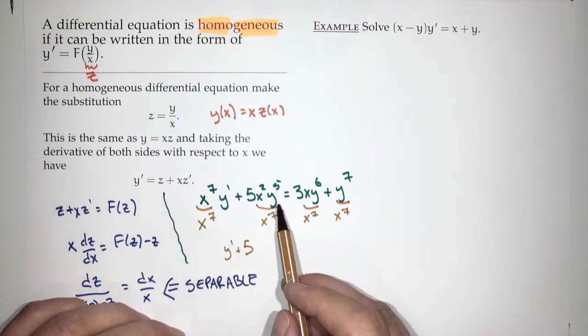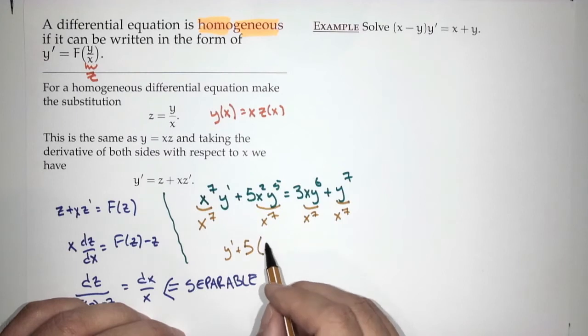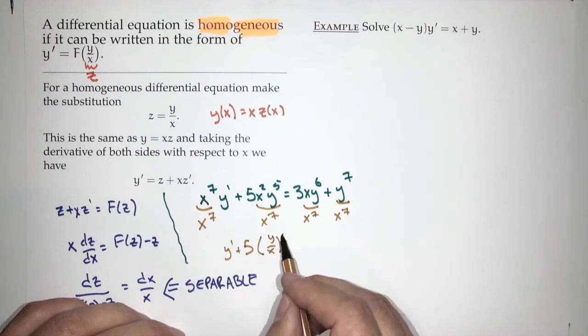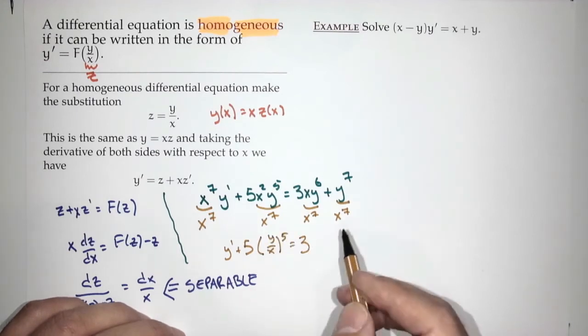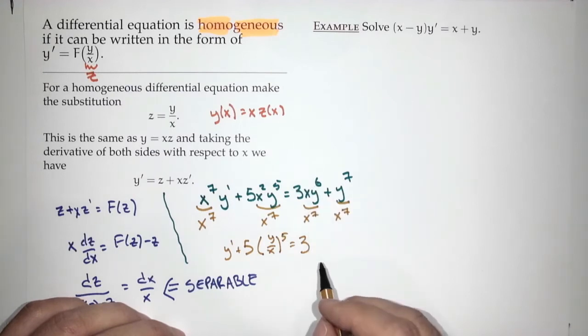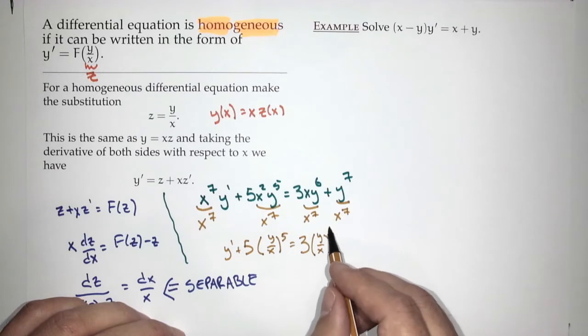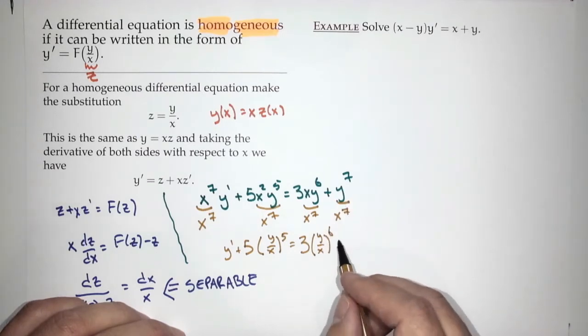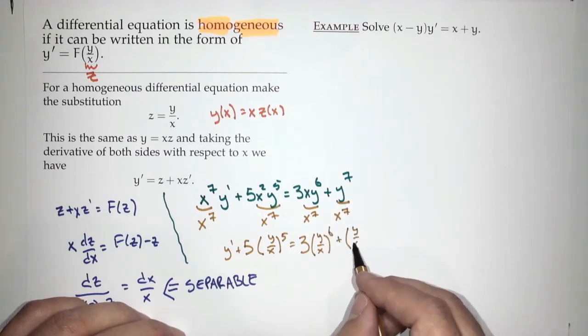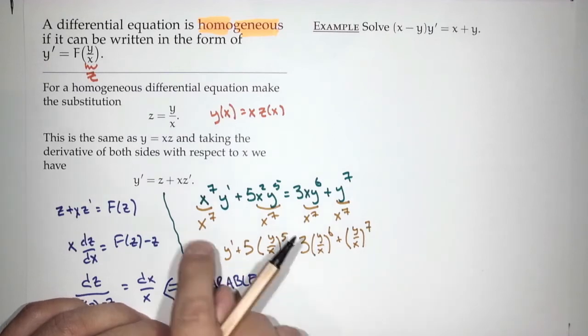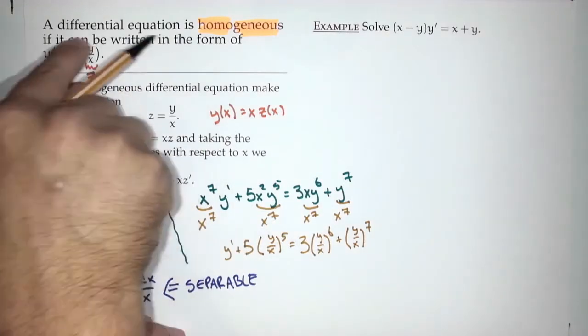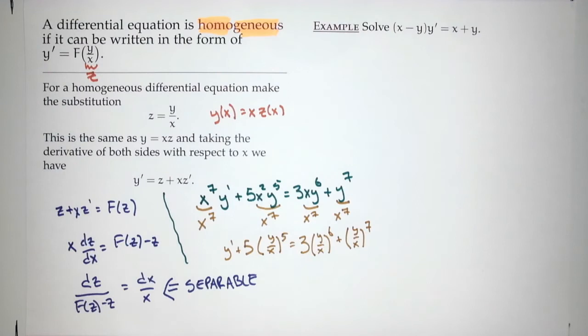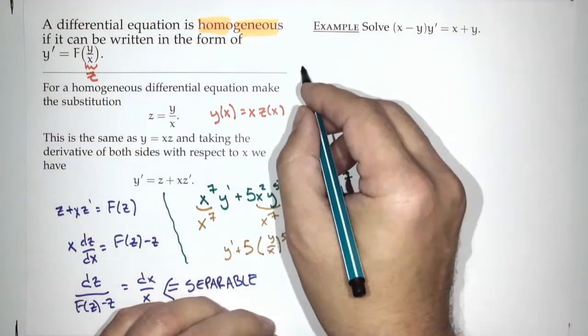Y to the 5th over x to the 5th, or y over x to the 5th, equals 3. What happens here? Y over x to the 6th. And here? Y over x to the 7th. So in other words, it's exactly of this form. So that's what it means when it's talking about homogeneous. All right, good. Now it doesn't just have to be polynomials, but that's where the expression comes from.